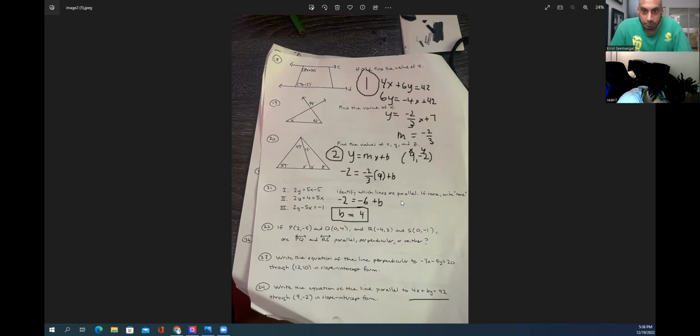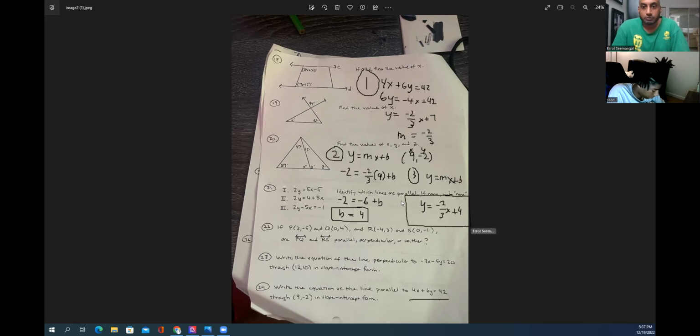Okay, so this is number 3 right here. y = mx + b. We know the slope, which is -2/3, x plus 4. There's your equation of the line right here. This is the final answer right here. Okay, y = -2/3 x + 4.